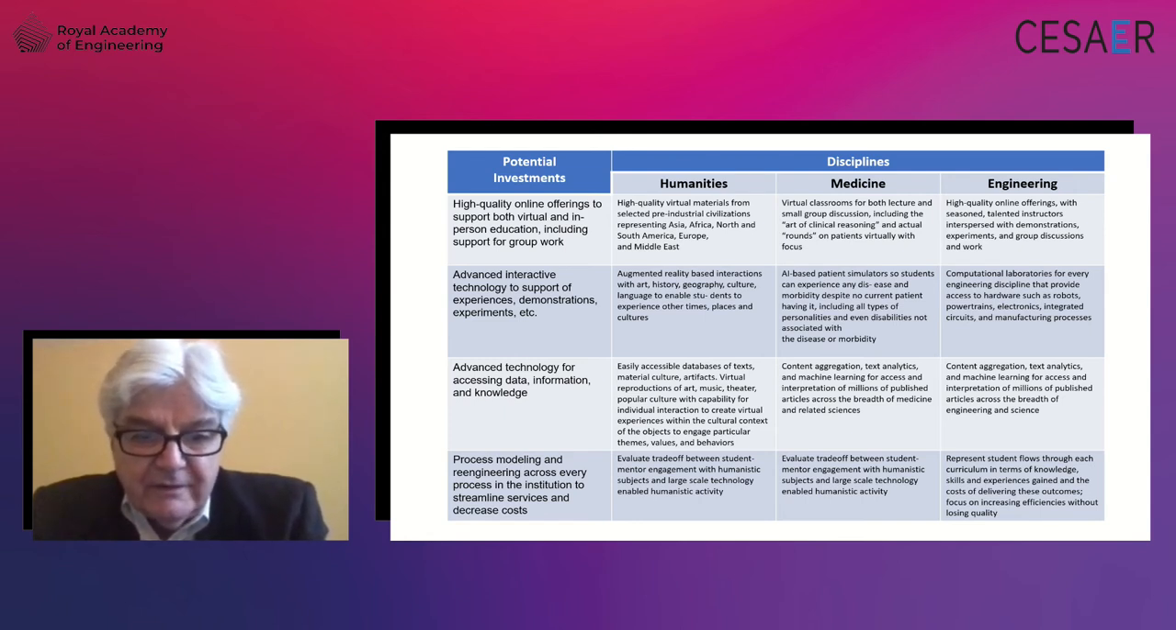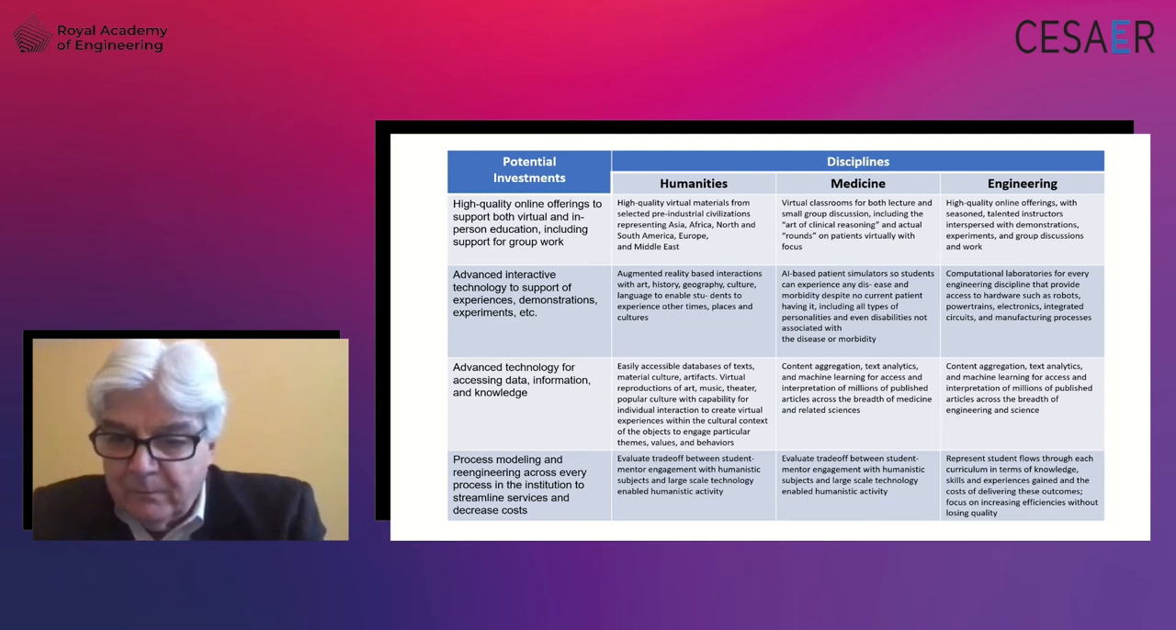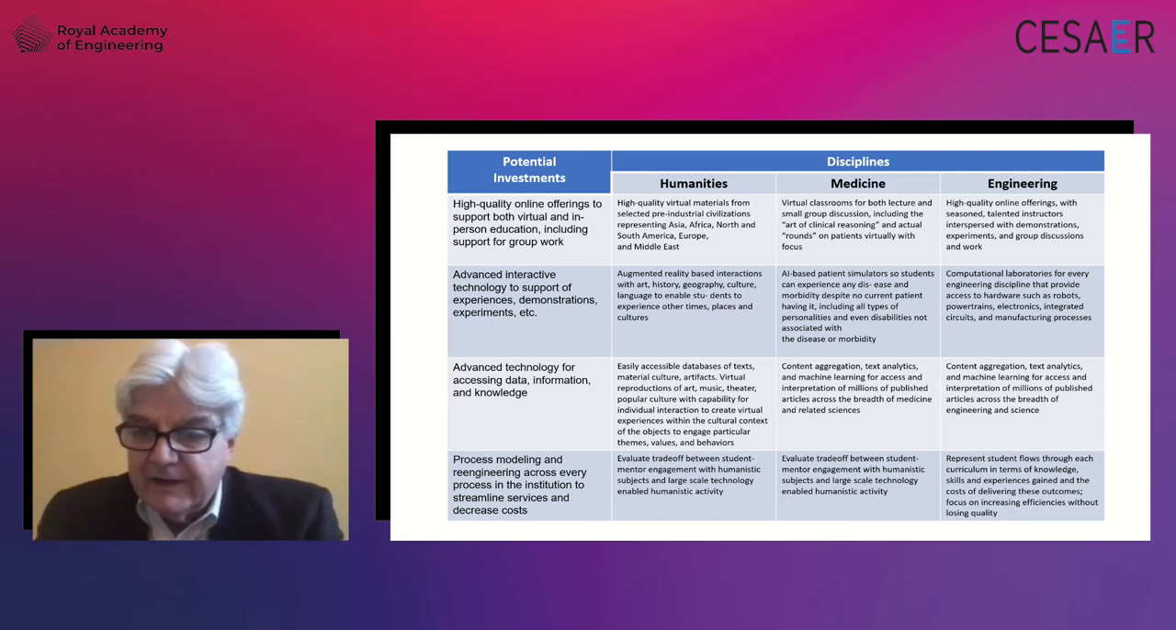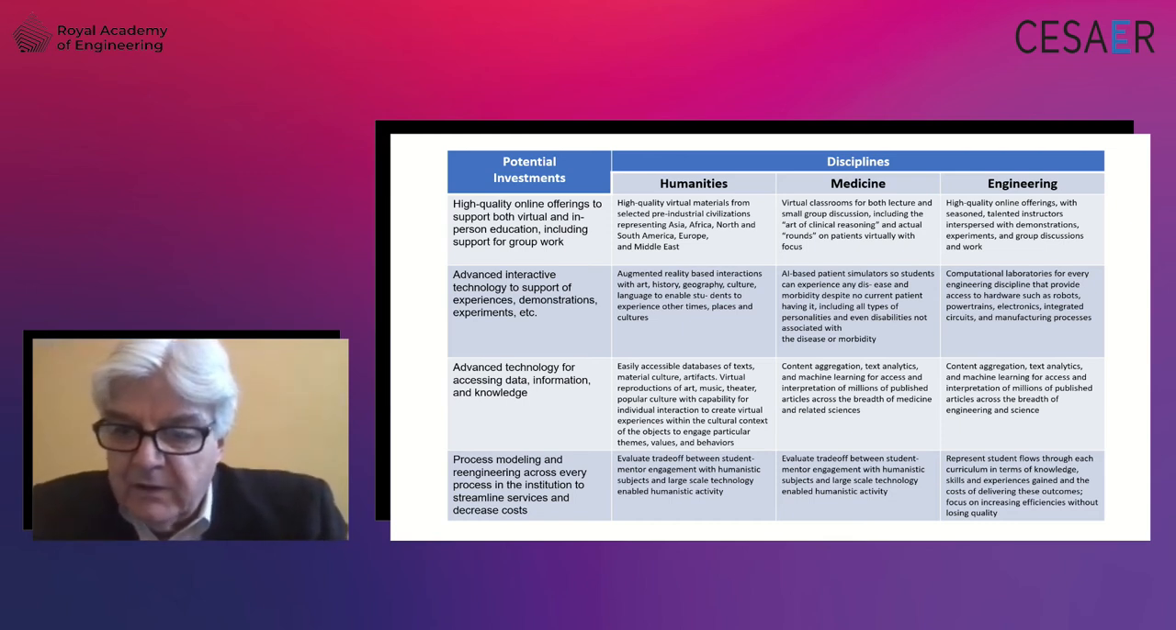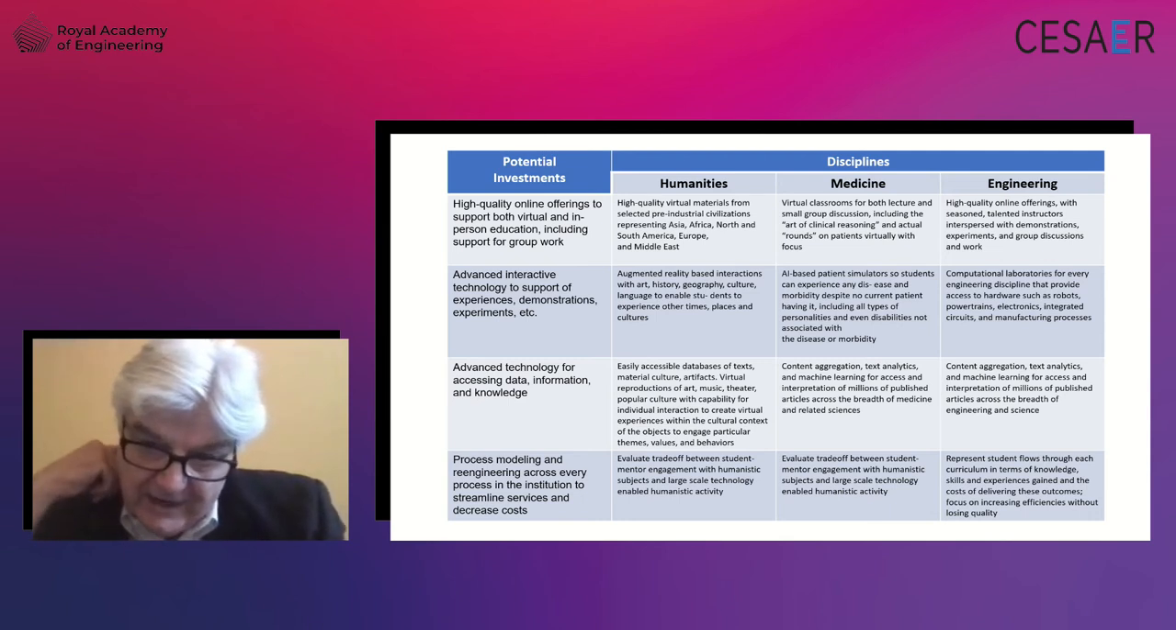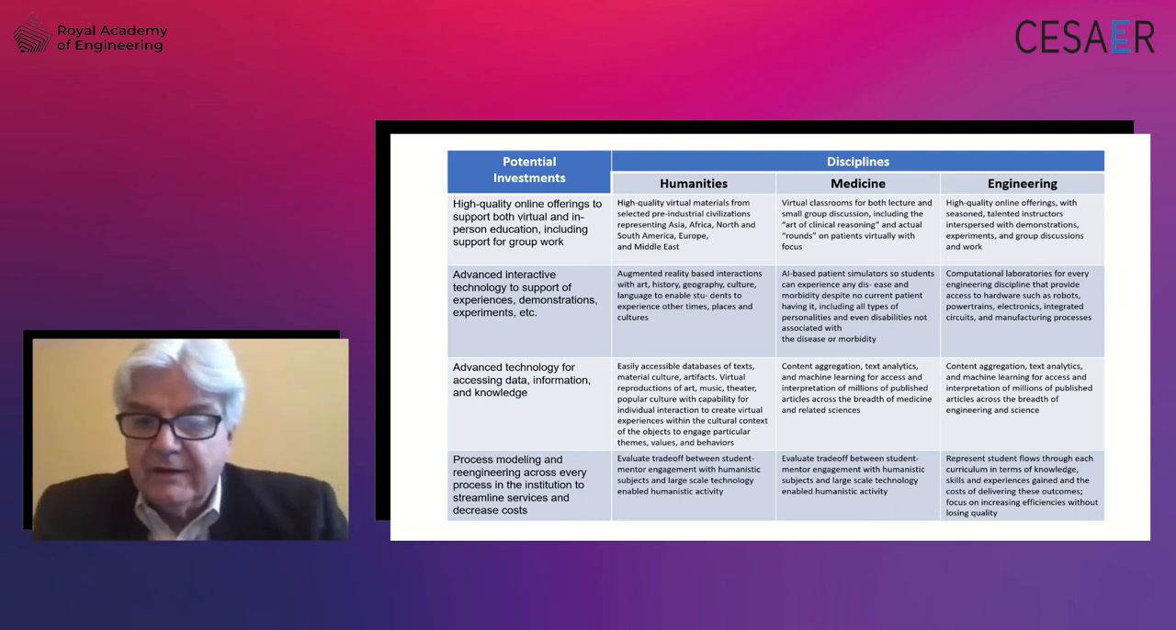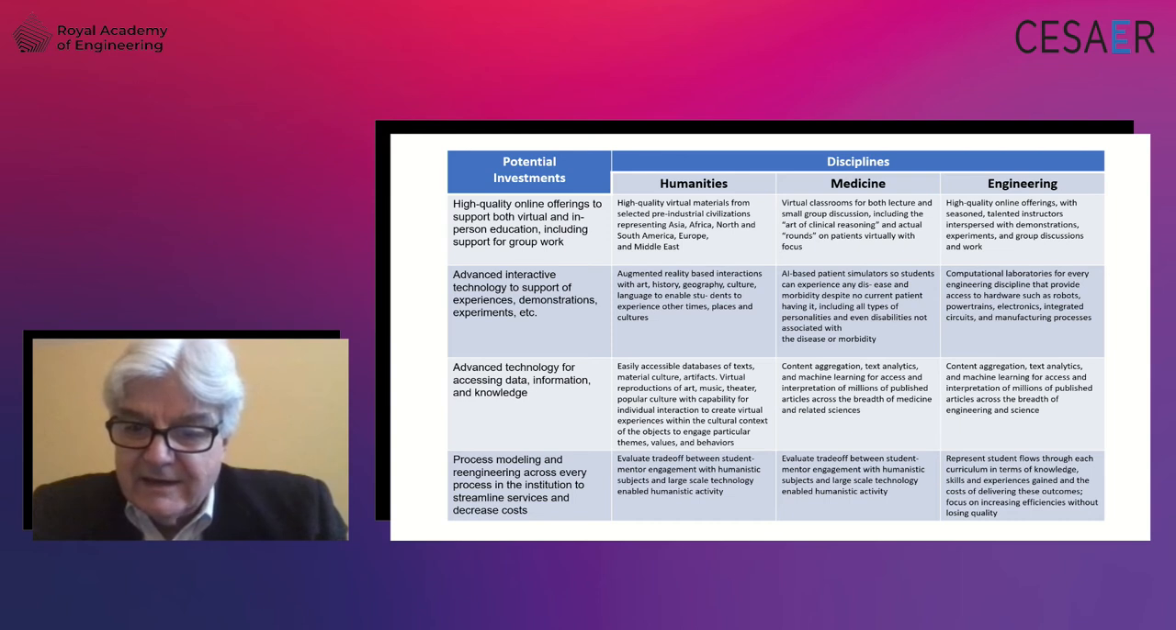Advanced technology for accessing data, information, and knowledge: with content aggregation, text analytics, and machine learning, we can access and interpret millions of published articles across the breadth of engineering and science. I had a recent experience where I used an AI-based platform, and I was able to read 250 medical research articles and summarize them in 6 hours. The reason it happened is I wasn't doing the reading. The AI was, and was pointing out to me the key insights that I needed to pay attention to. Very powerful. Content aggregation in medicine and text analytics can work as well.